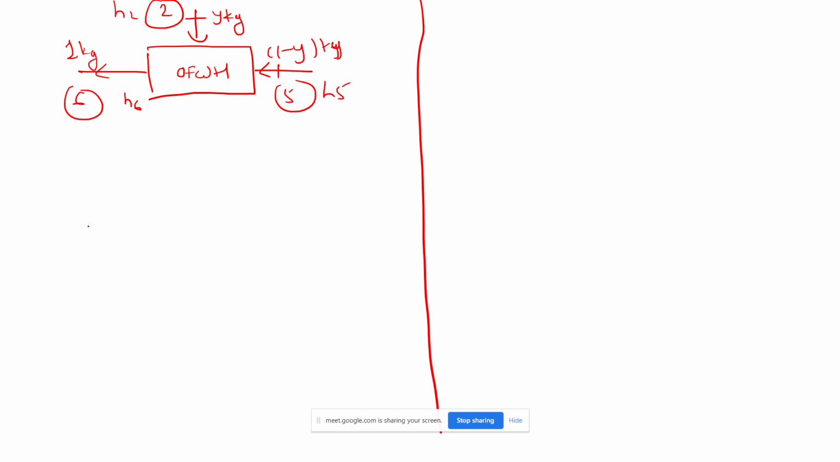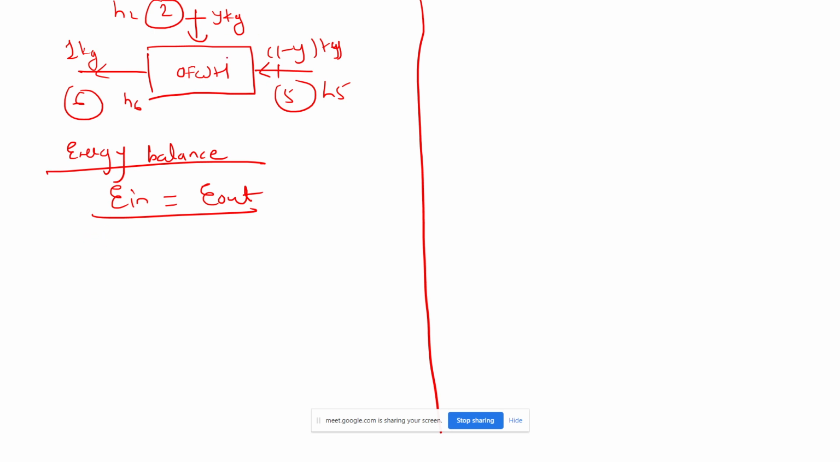Okay, so if we apply the energy balance here, what will happen? What is the energy balance? Energy in is equal to energy out. So how much energy is entering per kg, in terms of mass in kg?